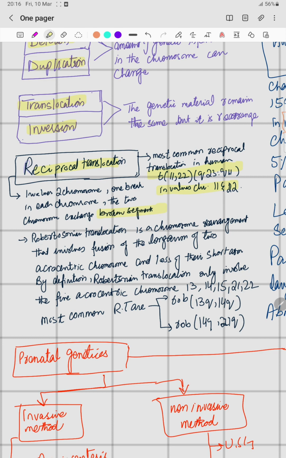Robertsonian translocation is a chromosomal rearrangement that involves the fusion of the long arms of two acrocentric chromosomes and loss of their short arms. By definition, Robertsonian translocation only involves the five acrocentric chromosomes 13, 14, 15, 21, 22, and the most common Robertsonian translocations are ROB 13q14q and ROB 14q21q.